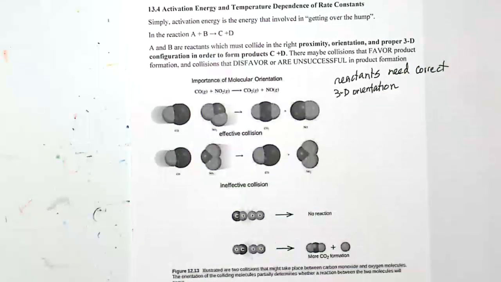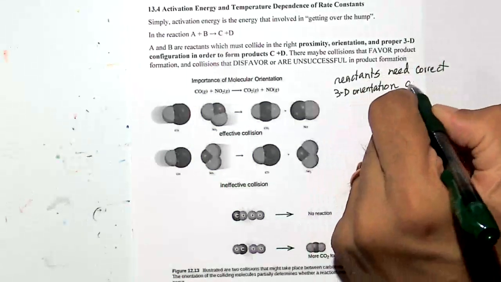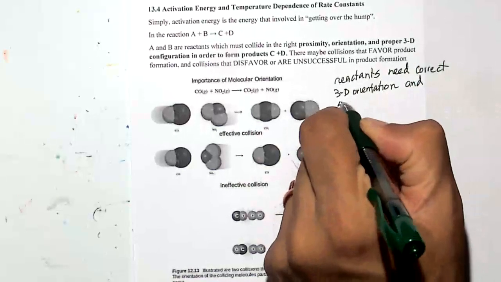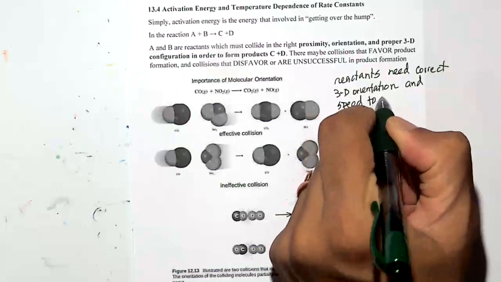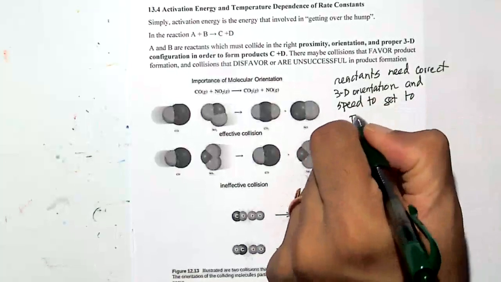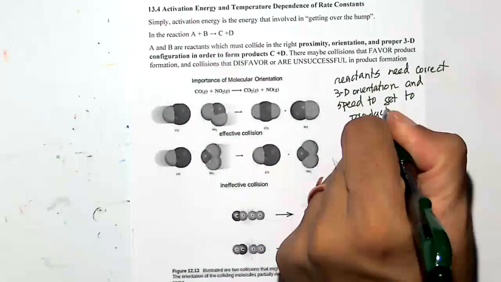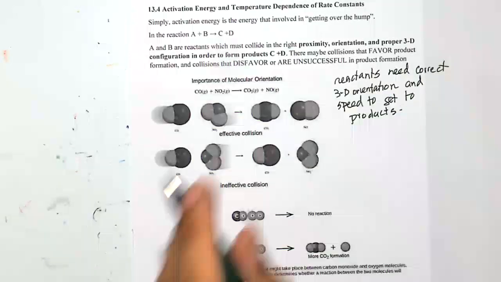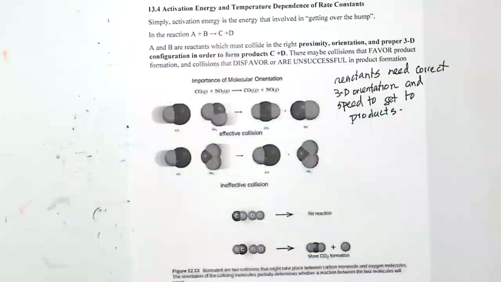Reactants need correct 3D orientation and speed to get to products. Maybe it's like you, Harrison. You play soccer, right? You need to hit the ball properly, correct? You need to kick the ball at the right speed, and you need to kick the ball in the right orientation. Same way here.